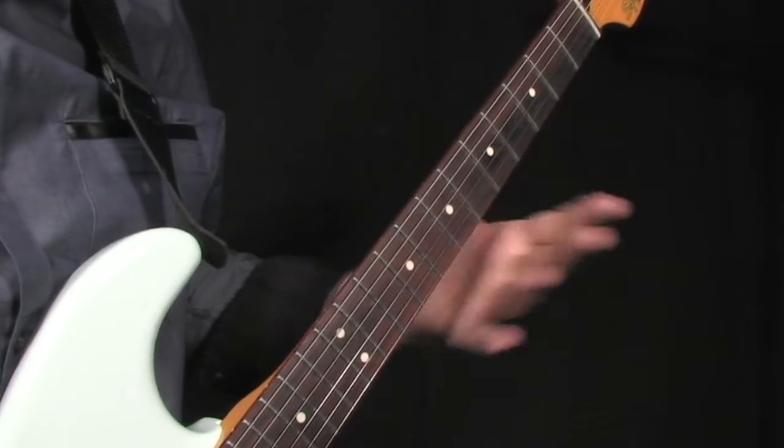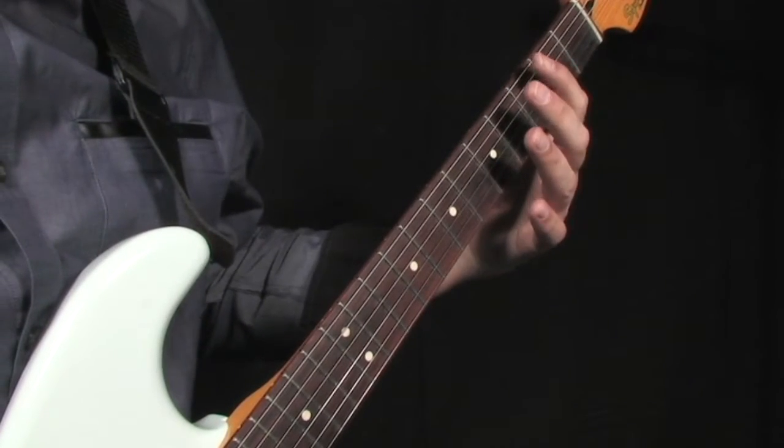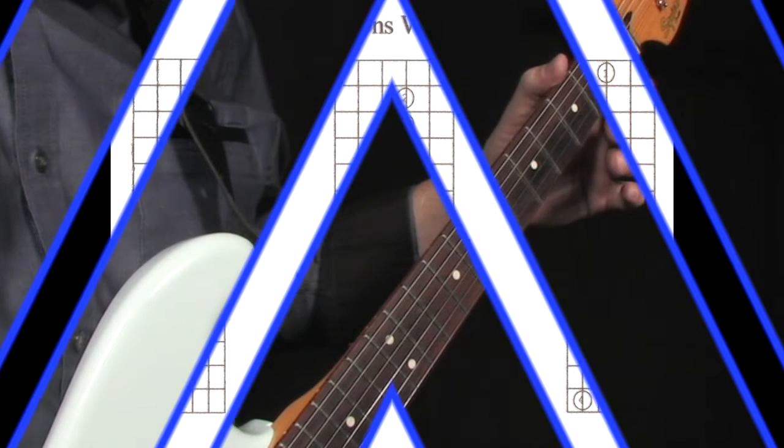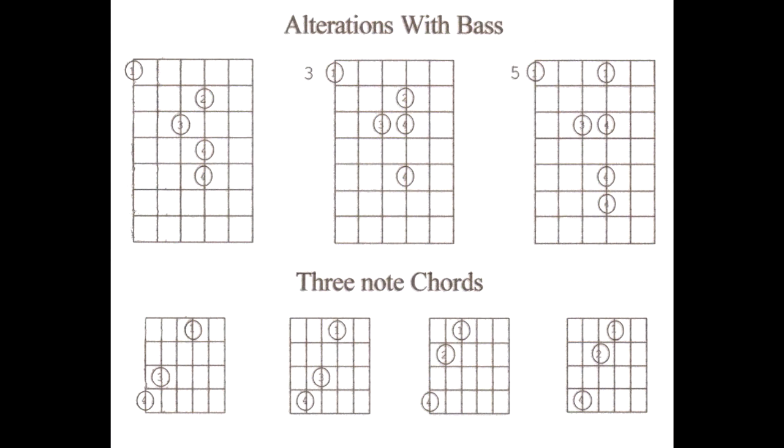So we will see how we can add a little bit of flair when we add a little bit of bass. Here's what the power chord alterations look like with a bass fingering. Below you will see the 3-note chords from the previous videos. These chords also work well with a distortion tone.